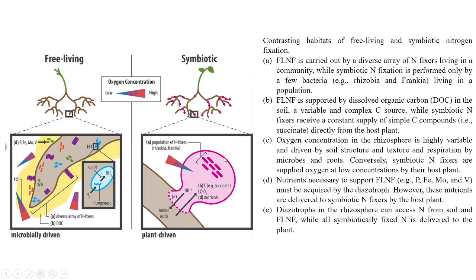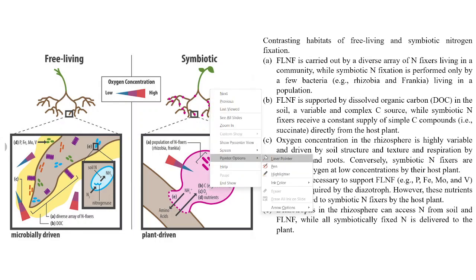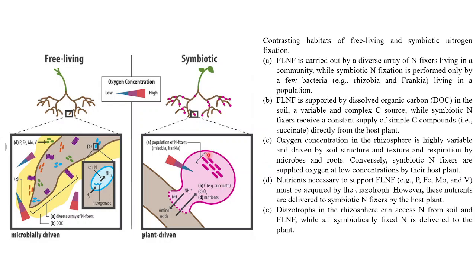So in the case of symbiotic diazotrophs, what happens? They get a constant supply of simple carbon compounds, for example succinate, directly from the host plant. Again, the next point is that the oxygen concentration in the rhizosphere is highly variable and driven by soil structure, texture and respiration. Conversely, symbiotic nitrogen fixers are supplied oxygen at low concentrations by the host plants. Everything they get from the host plants.